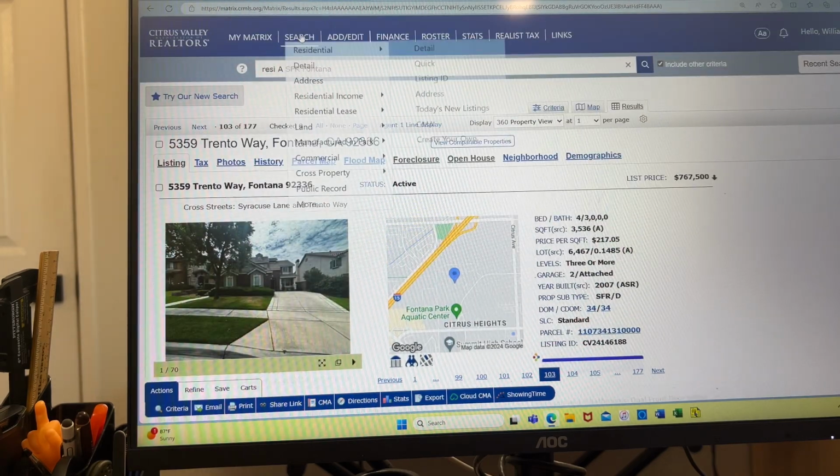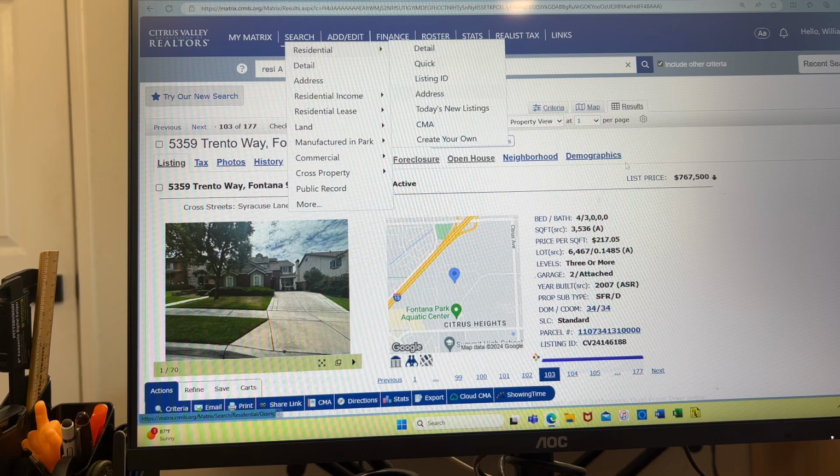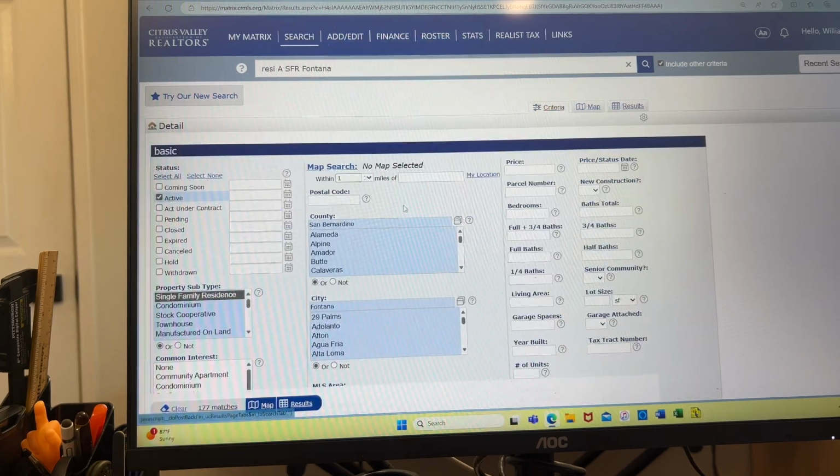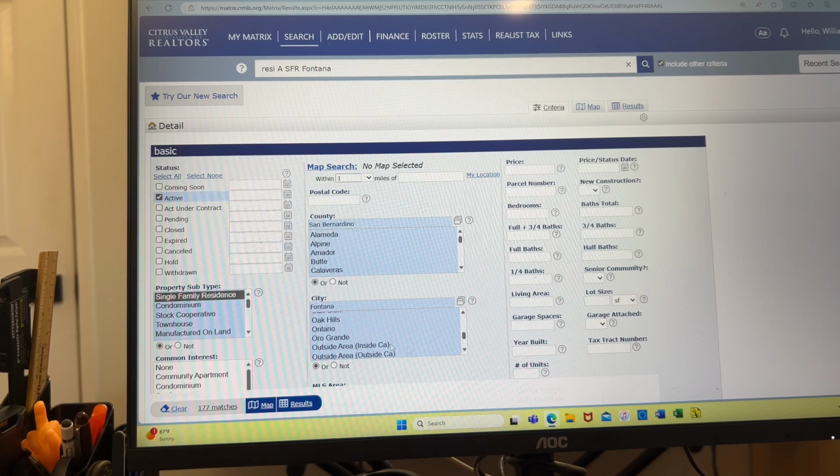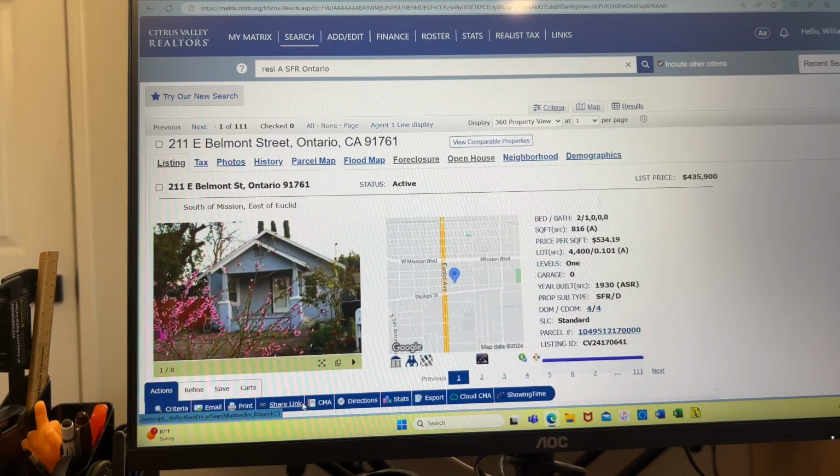So let's pick another city. Let's just go to criteria right here. Let's just say I was going to go look for Ontario. People are still buying here in the Inland Empire, but it's getting tough because of the interest rates, and then people having to qualify. So right here in the city of Ontario, there's 111. So let's just take a look at that.